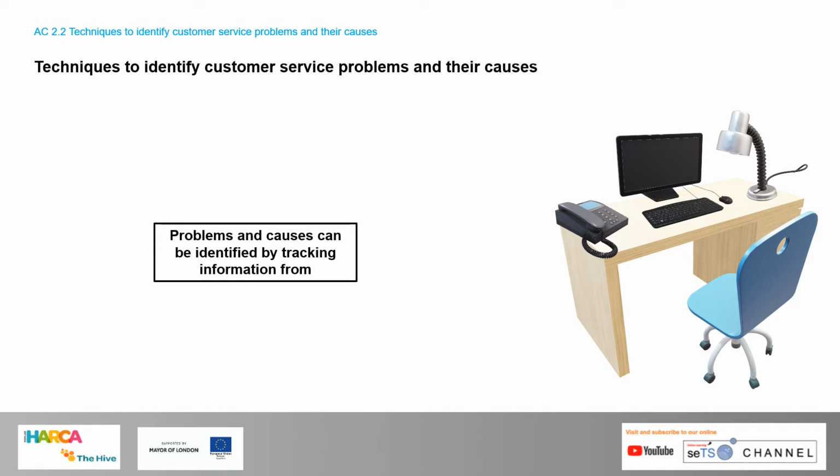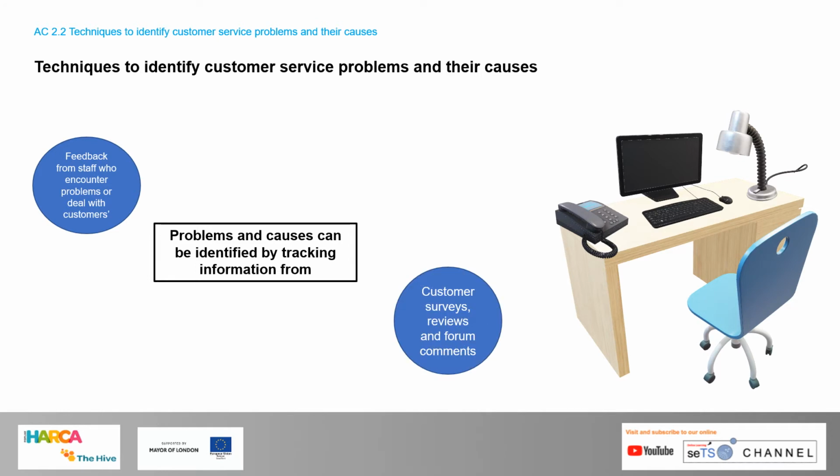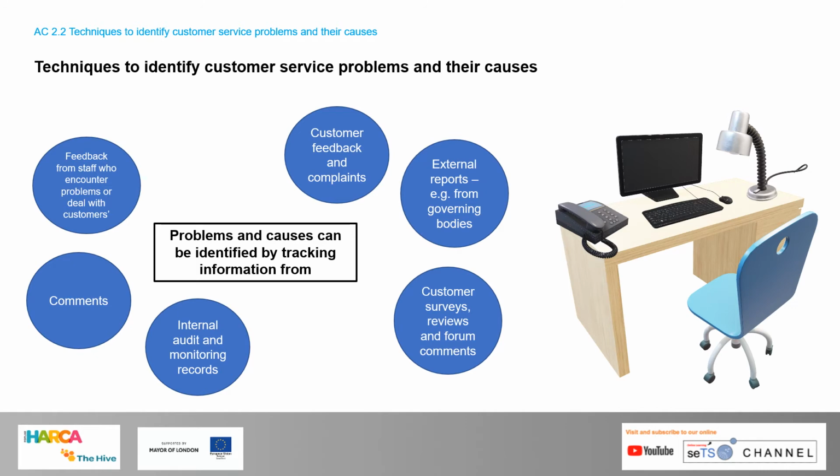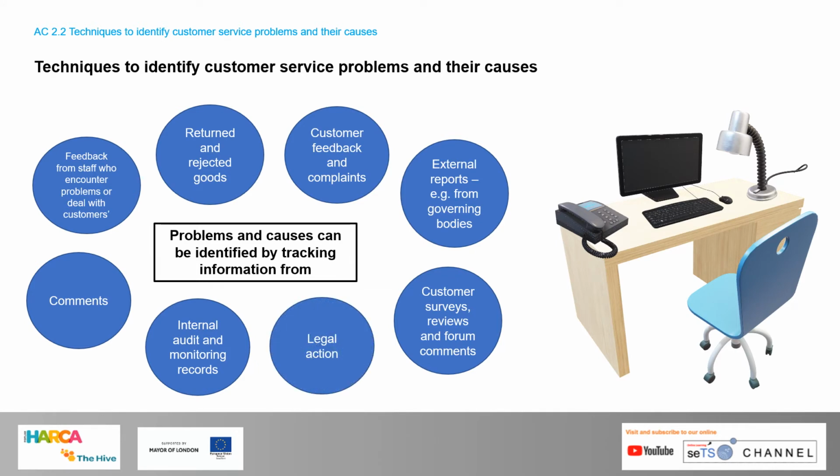Techniques to identify customer service problems and their causes. Problems and causes can be identified by tracking information from feedback from staff who encounter problems or deal with customers, customer surveys, reviews and forum comments, internal audit and monitoring records, customer feedback and complaints, comments, external reports, for example, from governing bodies, returned and rejected goods, and legal action.